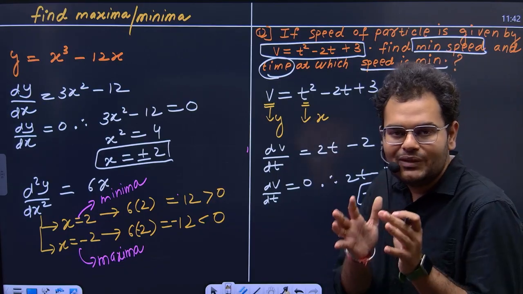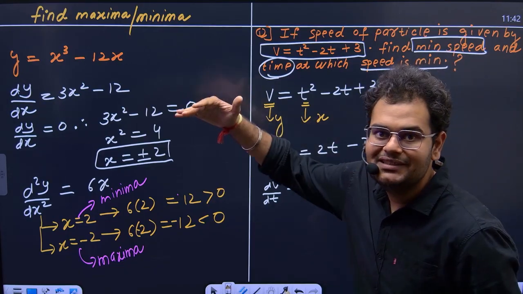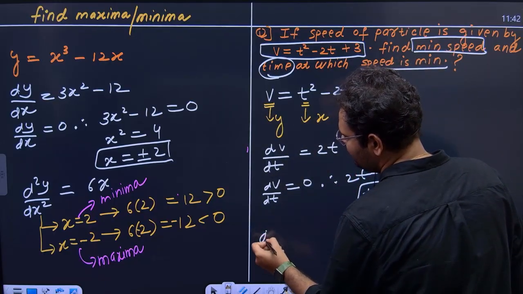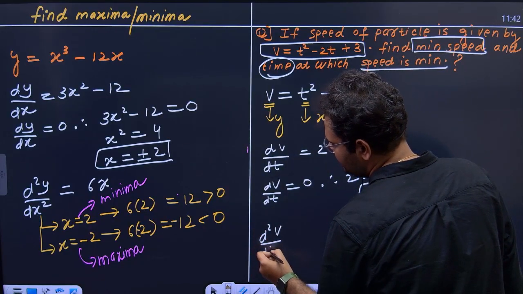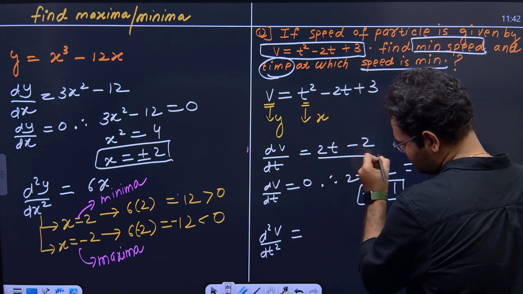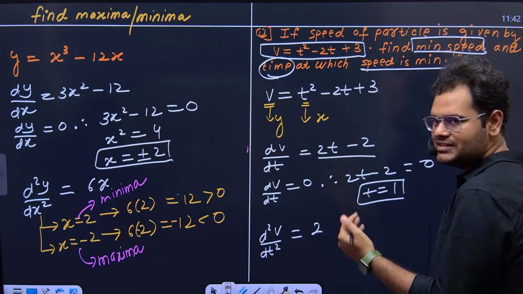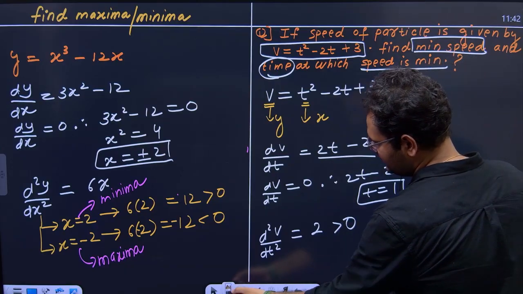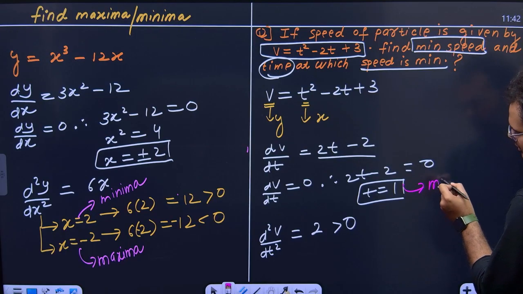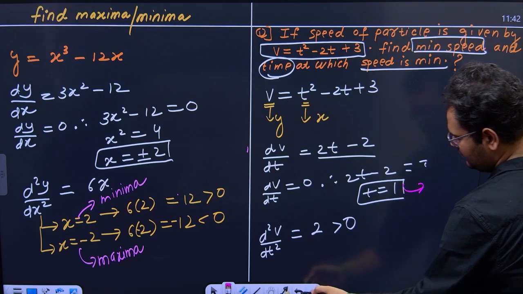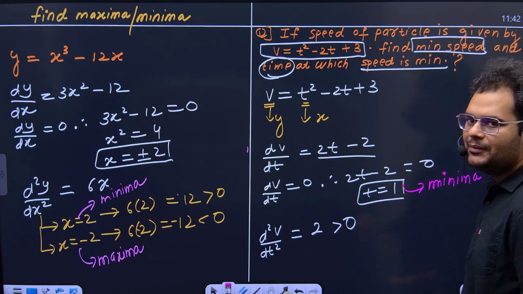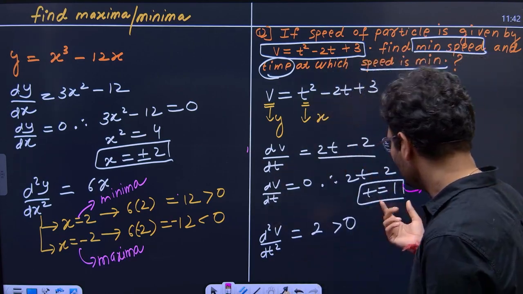So at t is equal to 1 second, something is happening. Either maximum speed is there or minimum speed is there, that we don't know. But what we know is that if we differentiate this again, we'll get everything. d2v by dt2, if you differentiate this function, what will you get? 2. 2 means greater than 0. If it is greater than 0, then this is what? This is minima. That means minimum speed is at t is equal to 1 second.